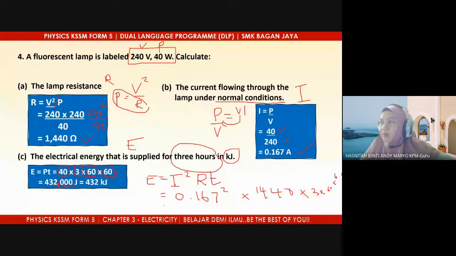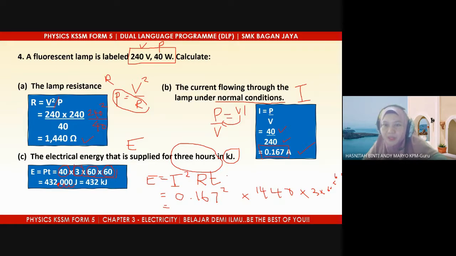Okay. So tengok. Mungkin you akan dapat beberapa jawapan yang berbeza. Nanti cikgu tengok. 0.167 squared multiply 1440 multiply 3 times 60 times 60. So answer 33372. Jawapannya beza sedikit, because of the number of decimal places you are using here. If you use 0.17, then the answer will be slightly different. If you use 0.167, then the answer will be slightly different.